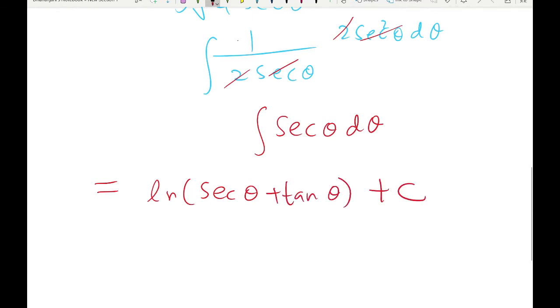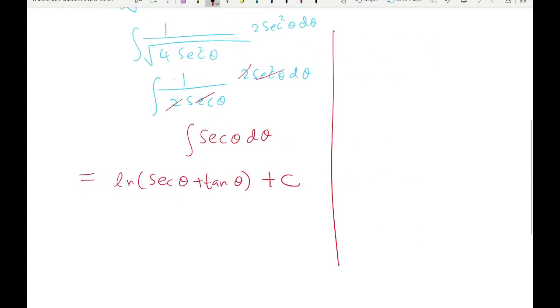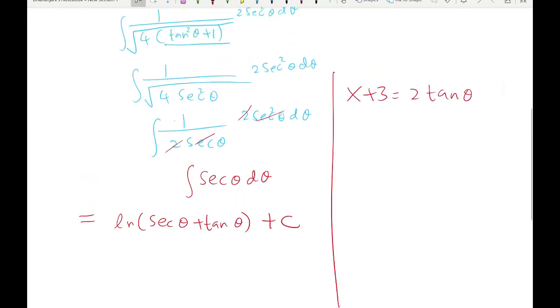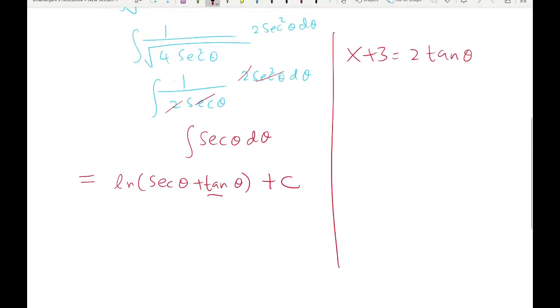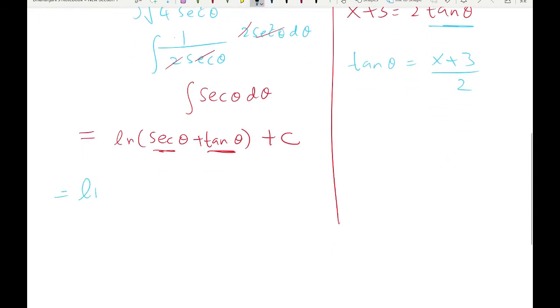Alright, now you have to rewrite this in terms of x. What do we use? We use the substitution. What was our substitution? x plus 3 is equal to 2 tangent theta. Let me check whether I'm right. Yes. Okay. Now we want to replace tangent theta and secant theta by x terms, right? So what do you think? Well, tangent theta is (x plus 3) over 2, right? So tangent theta is (x plus 3) over 2, so that's straightforward.